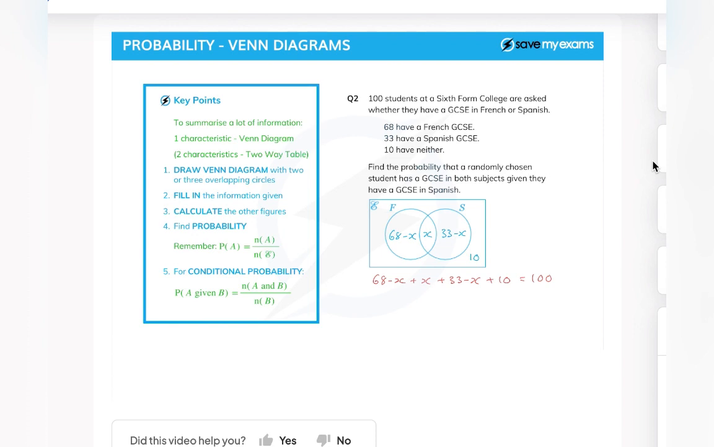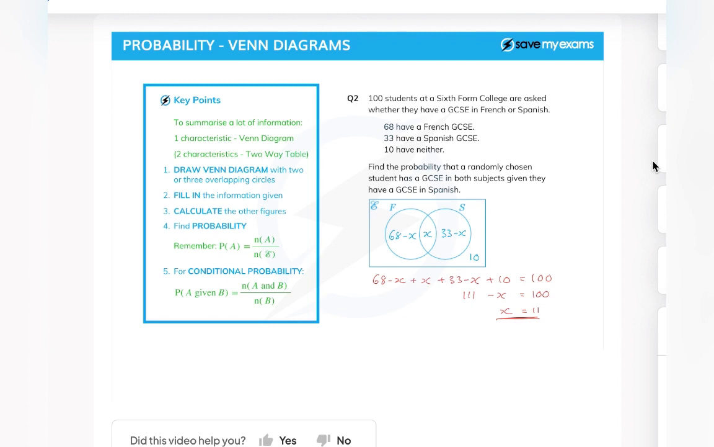And now I can do the adding up, and I get 68 plus 33 is 101, plus 10 is 111, so I've got 111, and then minus X plus X, well, they cancel out. Minus another X just leaves me with minus X, and that's equal to 100. What do I subtract from 111 to get 100? Well, 11. So X must equal 11.